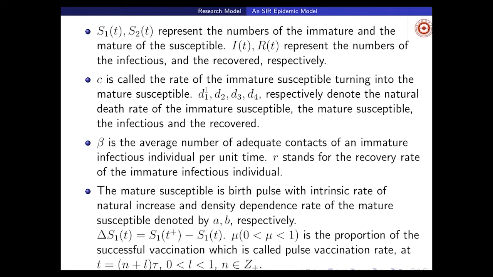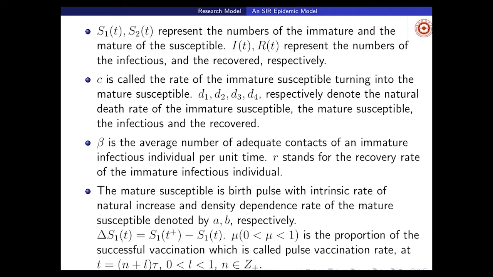c is the rate of the immature susceptible turning into the mature susceptible. d1, d2, d3, d4 respectively denote the natural death rate of the immature susceptible, the mature susceptible, the infectious, and the recovered. Beta is the average number of adequate contacts of an infectious individual per unit time. r stands for the recovery rate of the infectious individual. The mature susceptible is born with the intrinsic rate of natural increase and the density dependence rate of the mature susceptible denoted by a, b respectively.